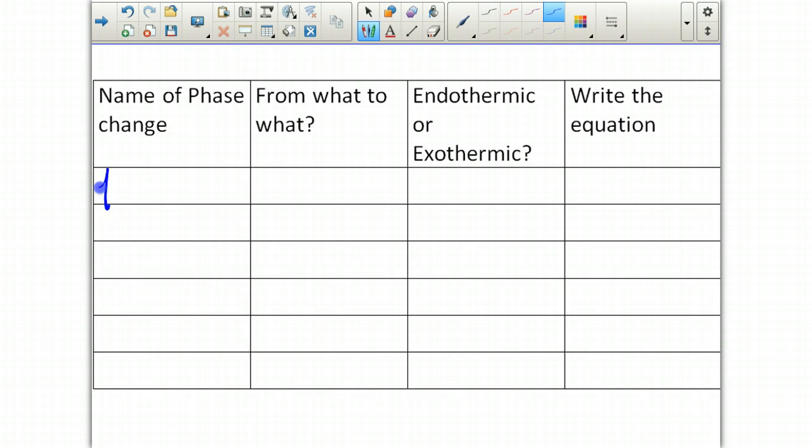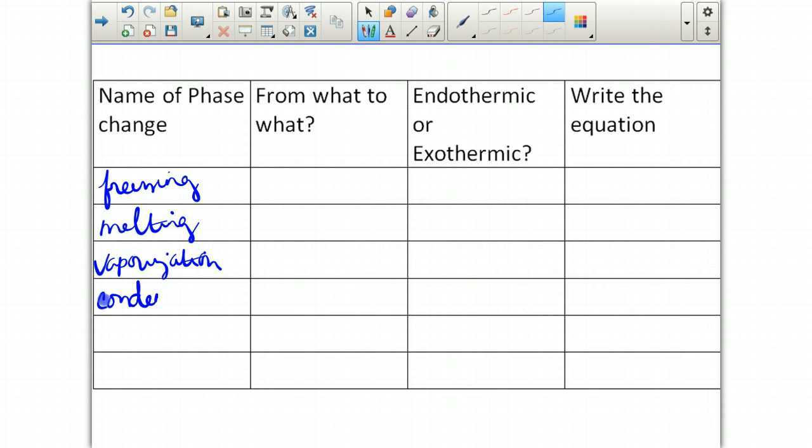First we're going to name all the different phase changes that there are. First phase change will be freezing. The opposite of freezing is going to be melting. Then we have vaporization. Opposite of that is condensation. Then we have sublimation. And opposite of that is deposition.